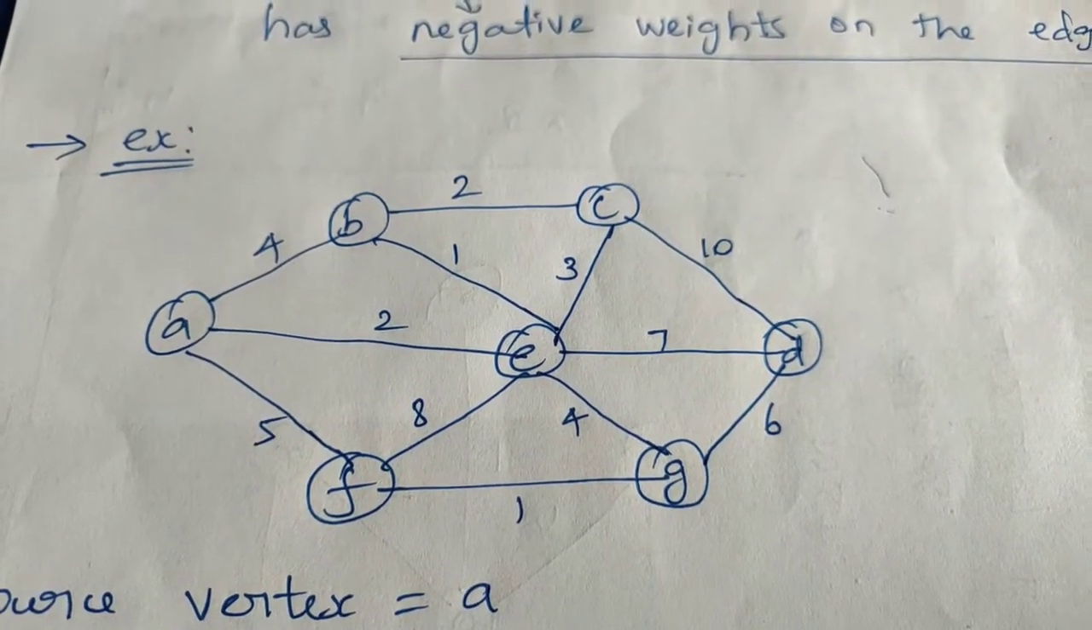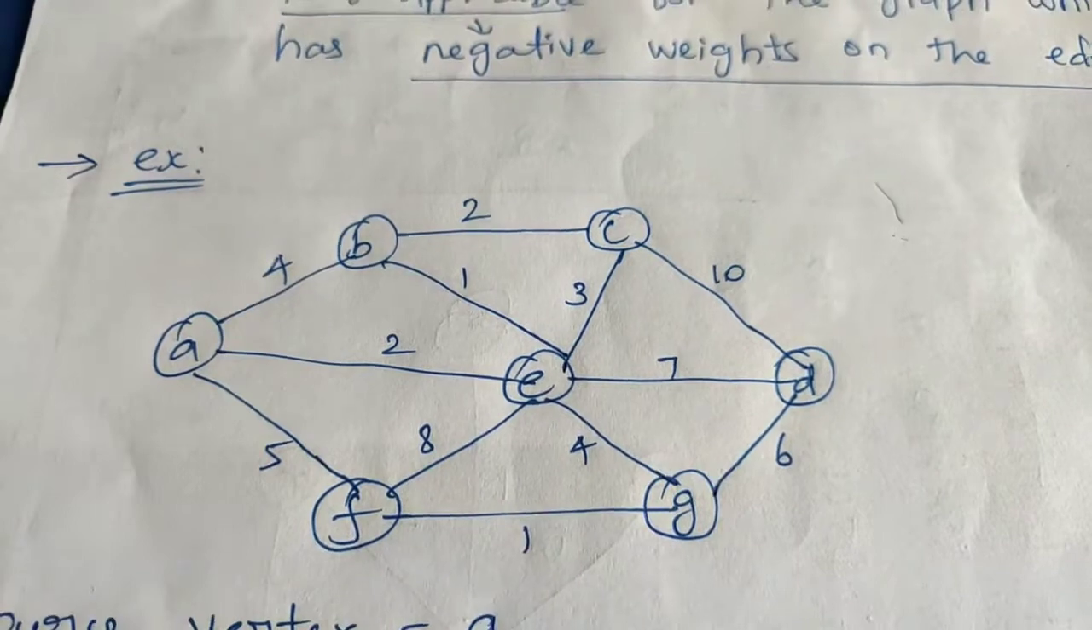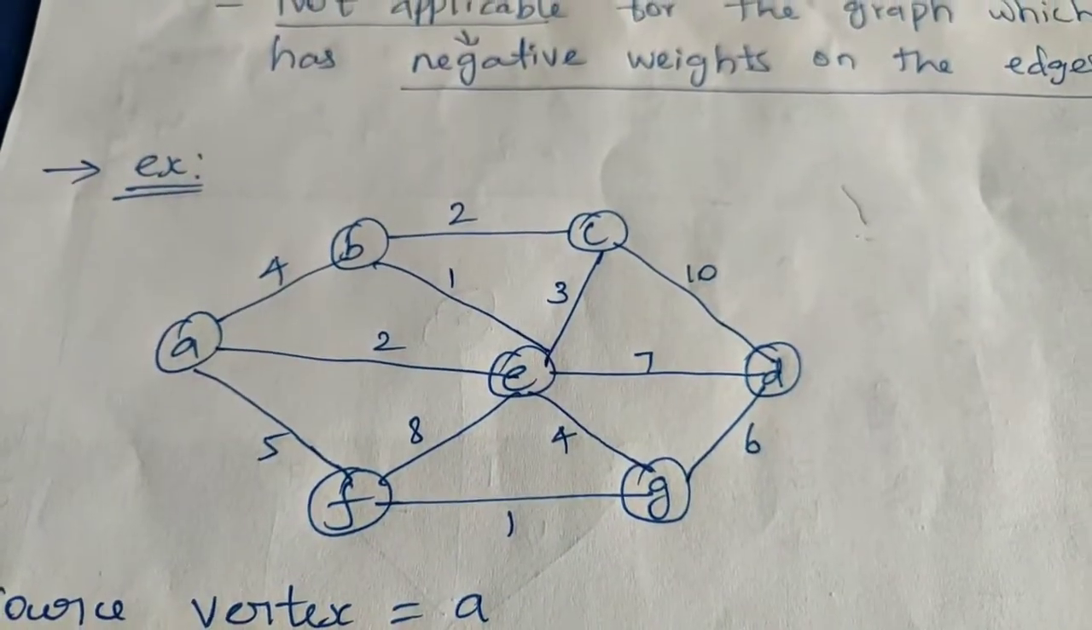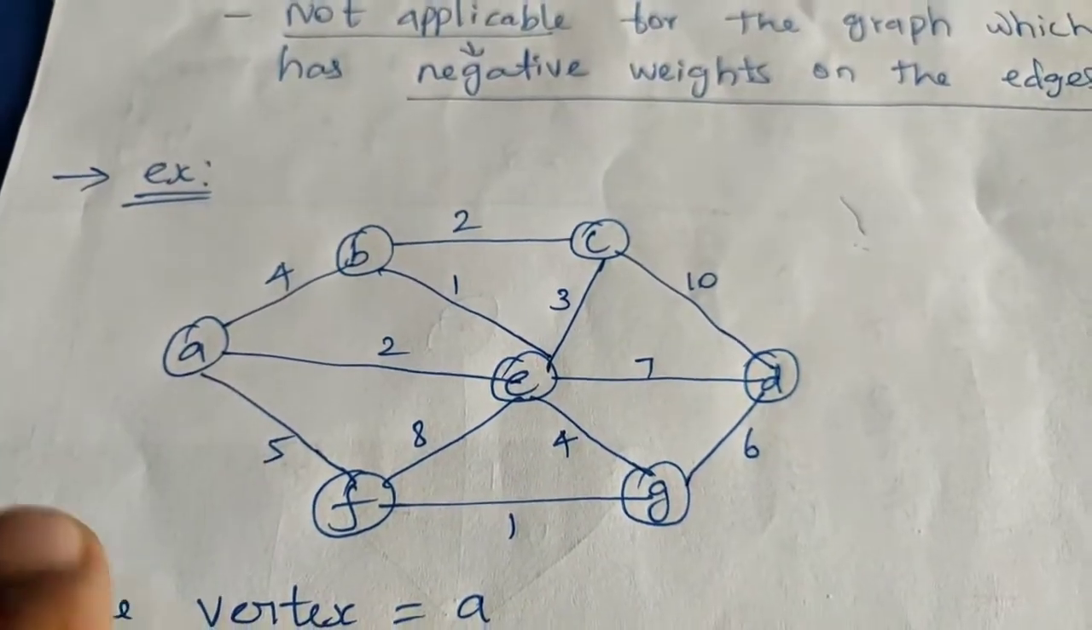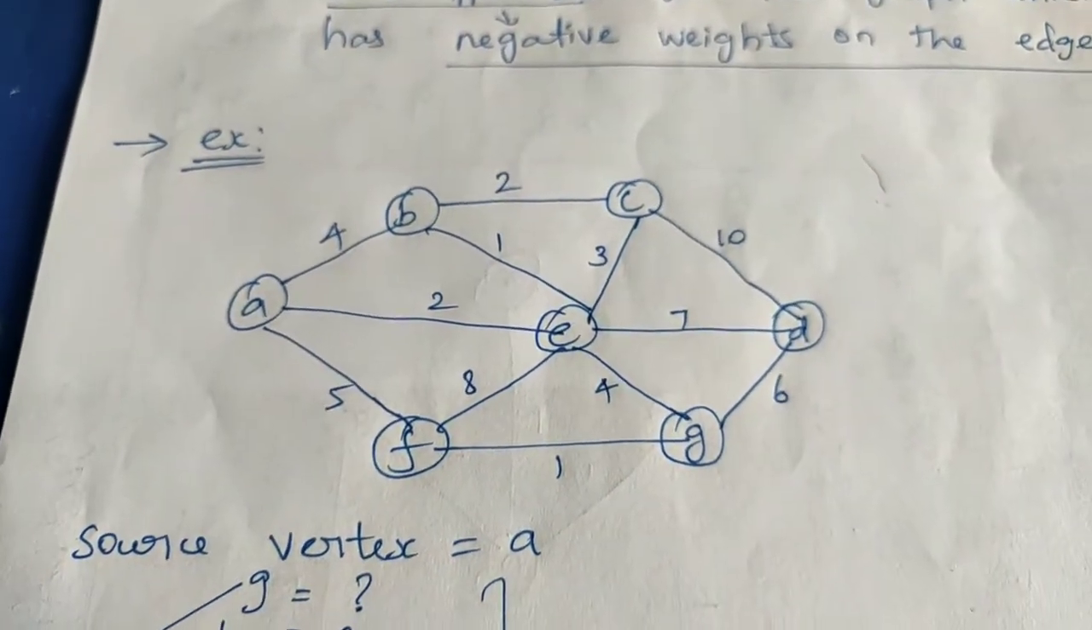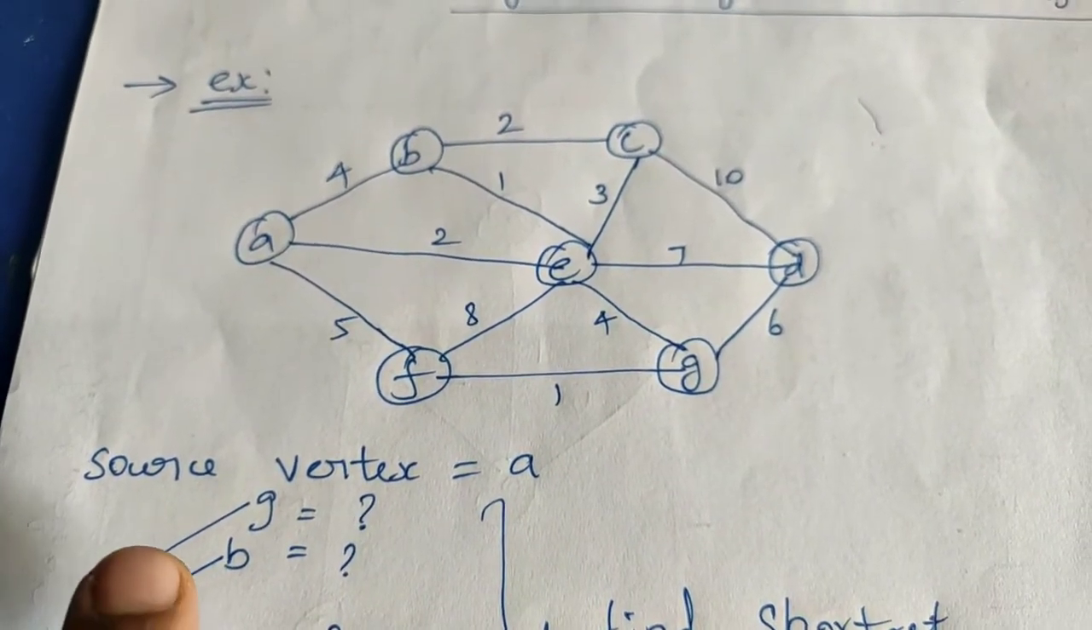Let us take one example graph. I have taken an example graph with 7 vertices. All are connected with edges which have weights on them. Now I have selected the source vertex as A.